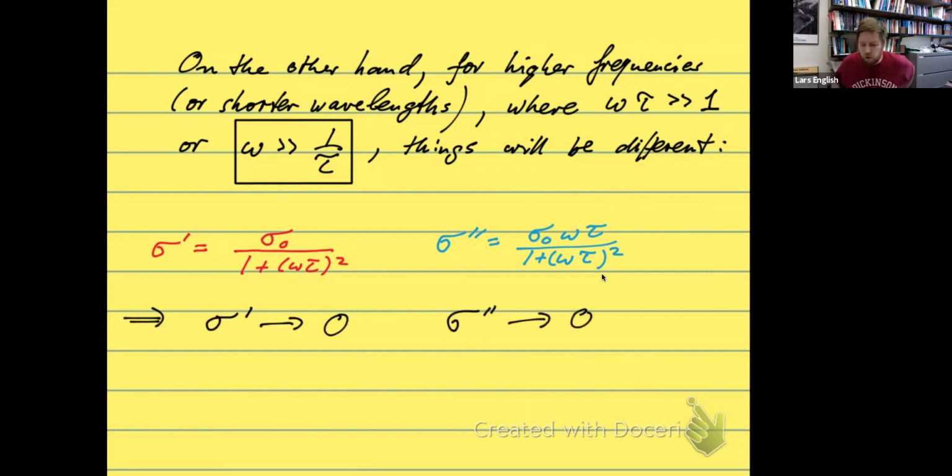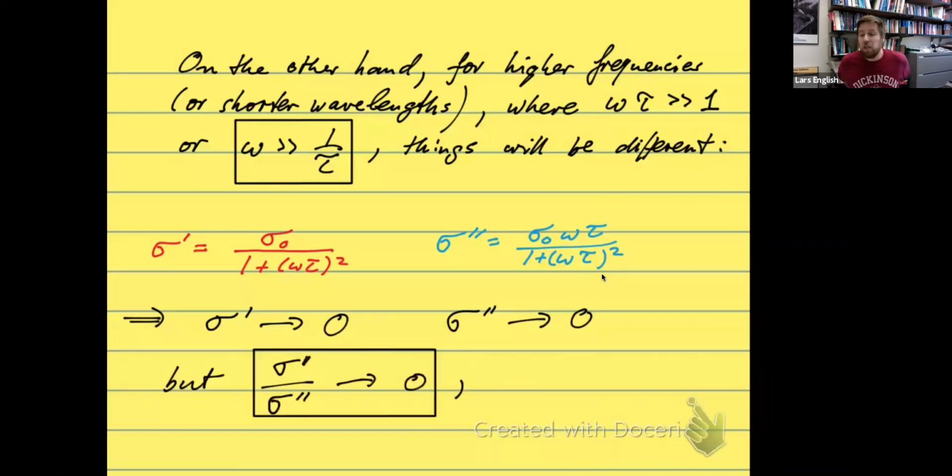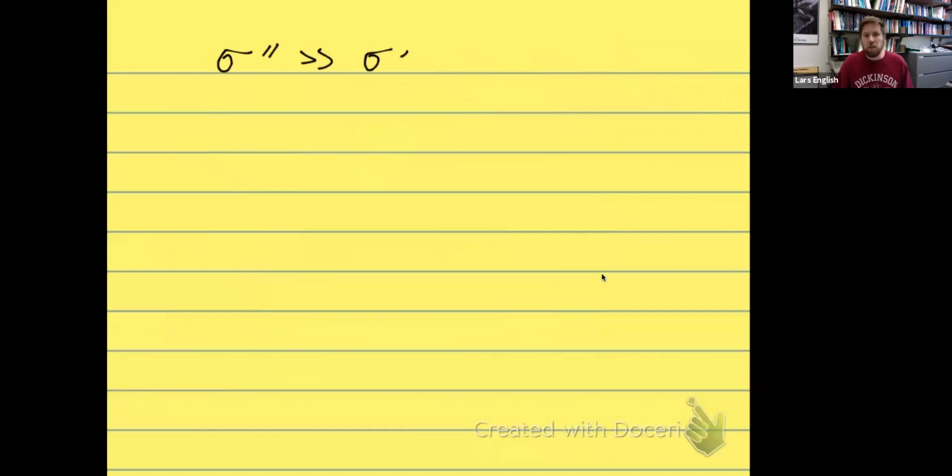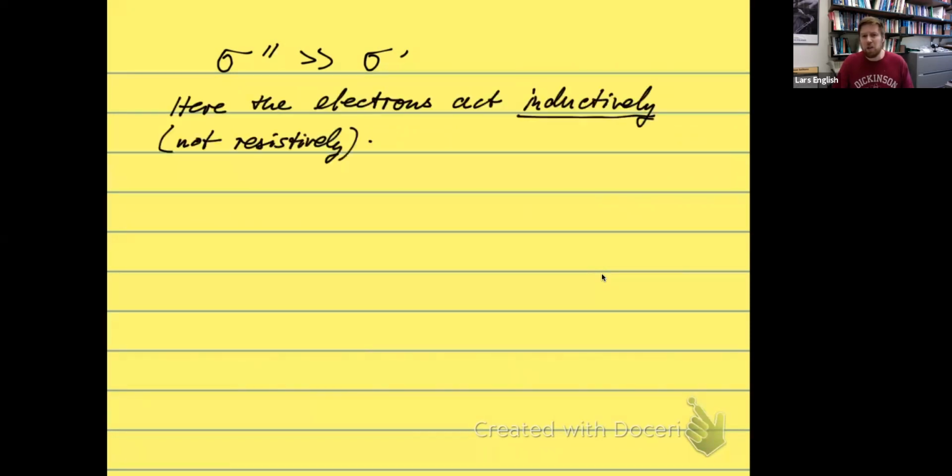So they should both approach 0, but of course, sigma prime is going to approach 0 much, much more quickly than sigma double prime. And the ratio of sigma prime to sigma double prime goes to 0. That's all a way of saying that sigma double prime will dominate the sigma prime in this limit. Okay, so sigma double prime will just be much larger than sigma prime. They're both going to be small, but the double prime is going to dominate.